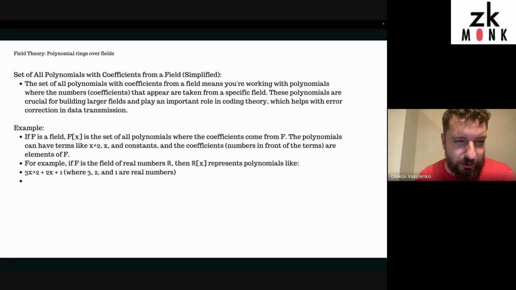The set of all polynomials with coefficients from the field. The set of polynomials with coefficients from a field means you're working with polynomials where the coefficients that appear are taken from a specific field.